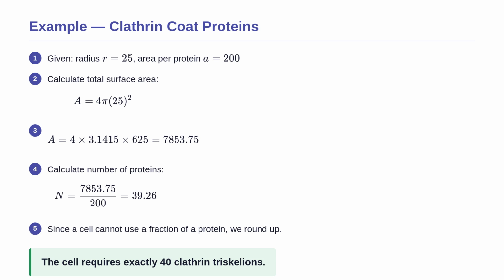First, we calculate the total surface area by plugging the radius into our area formula, giving us approximately 7853.75 square nanometers. Next, we divide this total area by the 200 square nanometers covered by a single protein. This yields 39.26. Because a cell cannot synthesize a fraction of a protein, we must round up to ensure complete coverage. The cell needs exactly 40 clathrin triskelions to stabilize this vesicle.